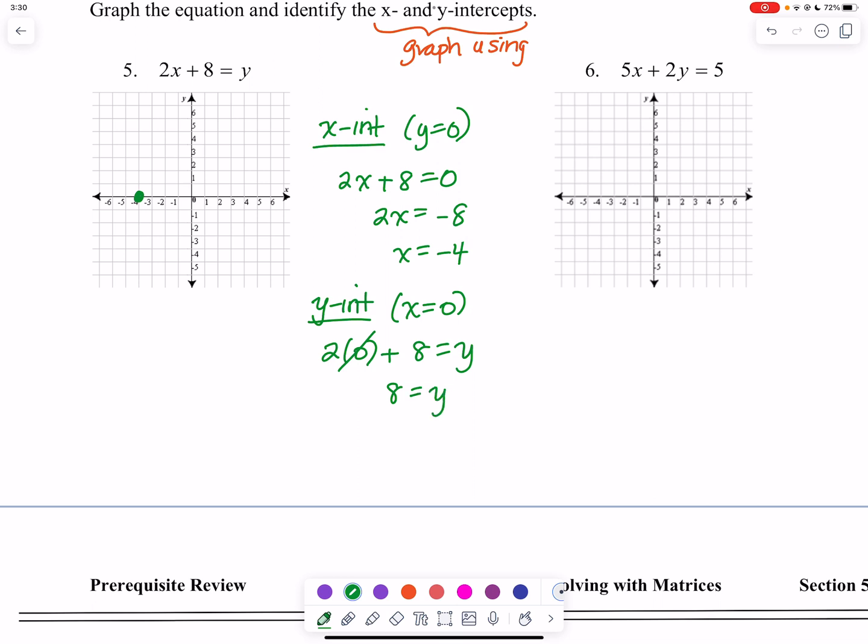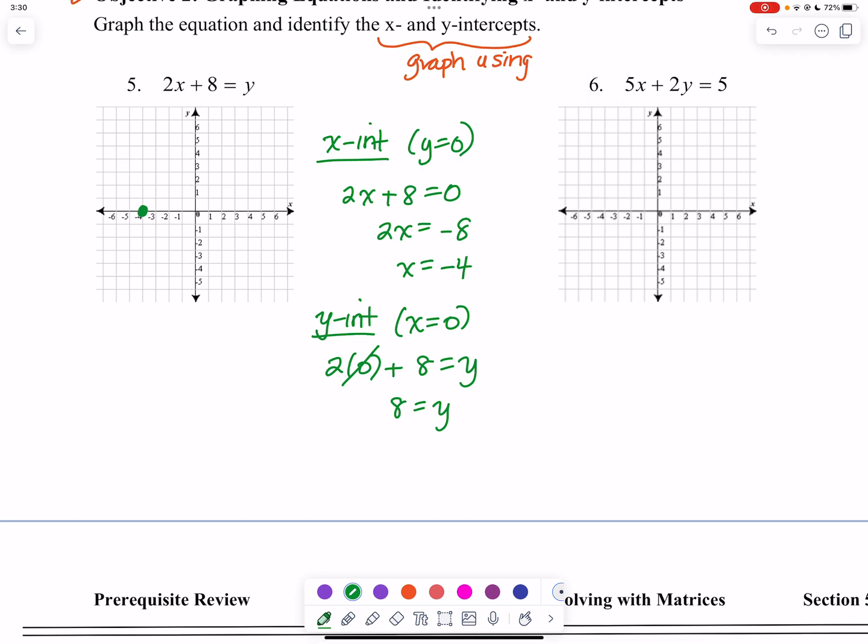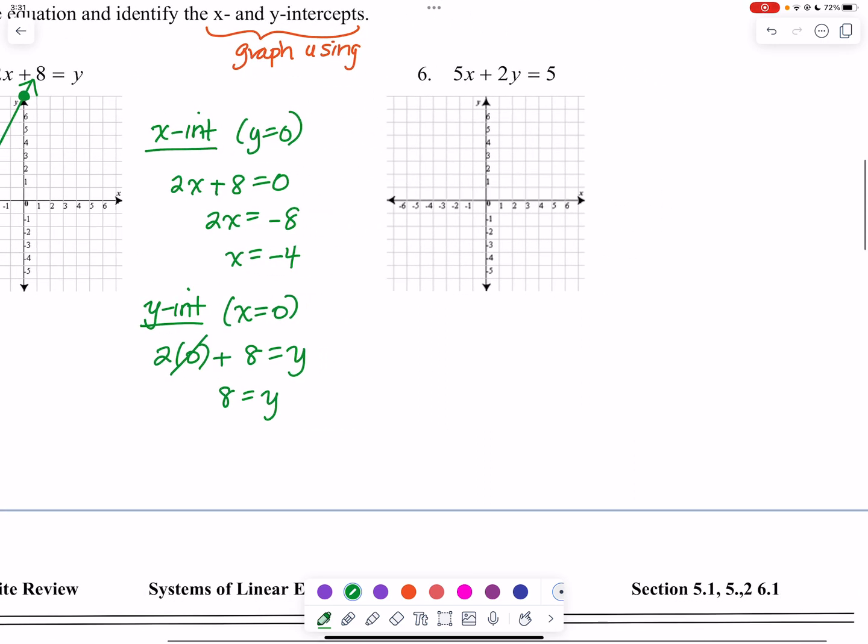And so we actually are off of the chart here. Well, maybe not. It's right here. So that's okay. So now we will connect those points and be able to graph our line. You can also see that this graph has a slope of 2, so we have up 2 over 1, up 2 over 1. You might also see that slope. We didn't use that to graph though. Let's look at number 6.